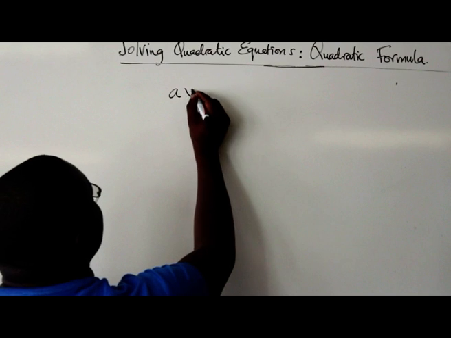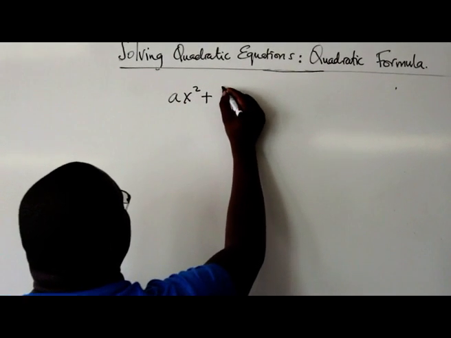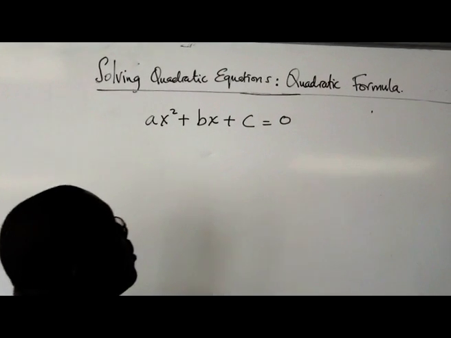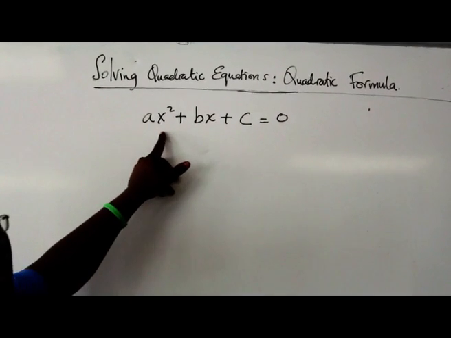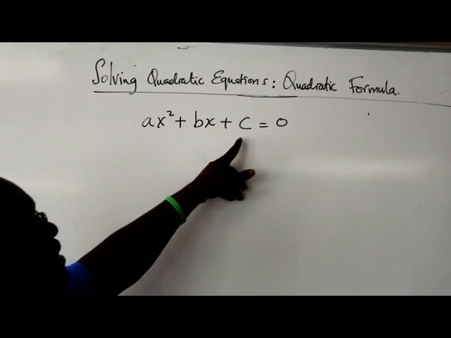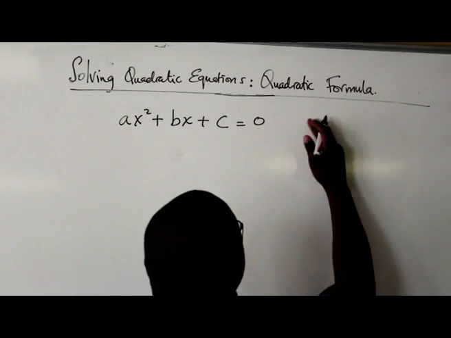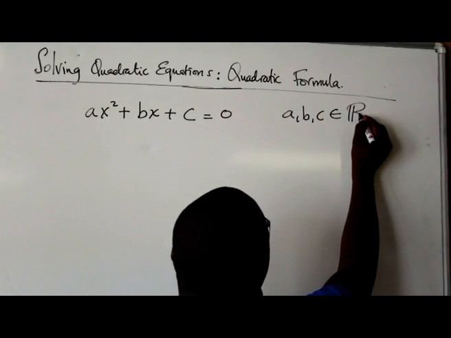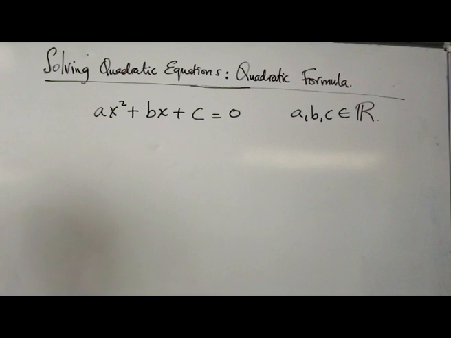A quadratic equation will be written like this: ax squared plus bx plus c is equal to 0, where a is the coefficient of x squared, b is the coefficient of x, and c is the independent term. And a, b, and c are all elements of real numbers. So they're all real numbers.